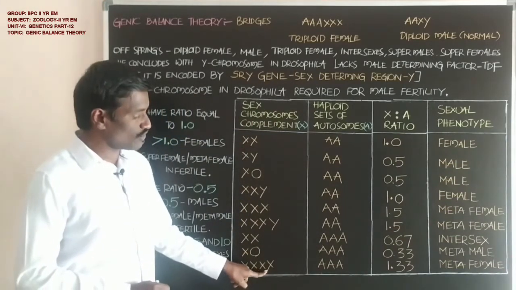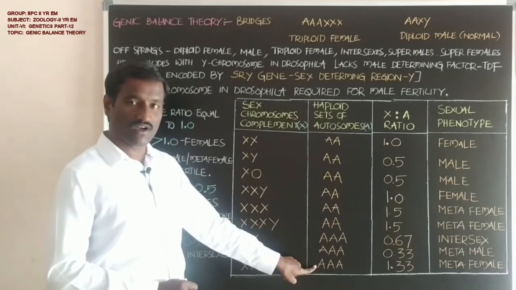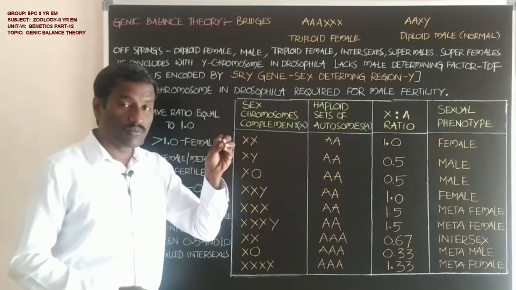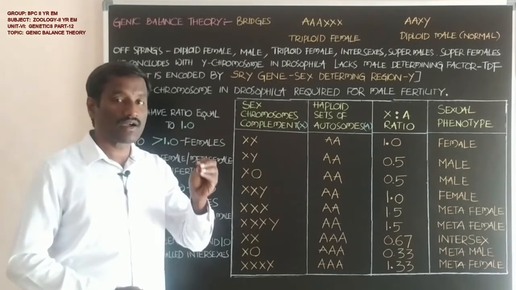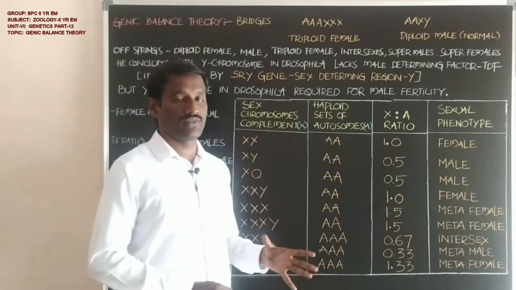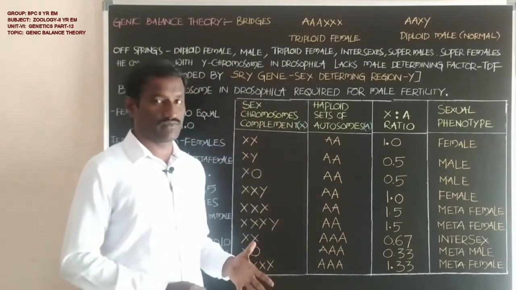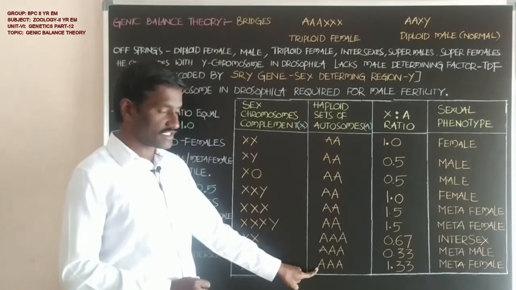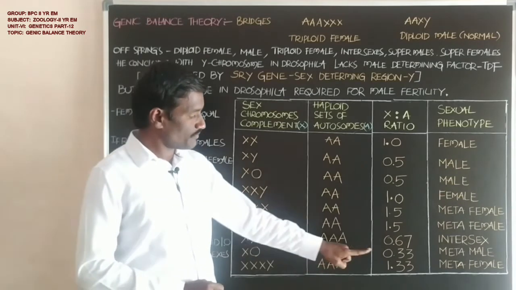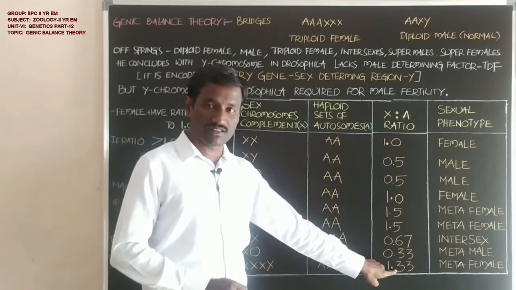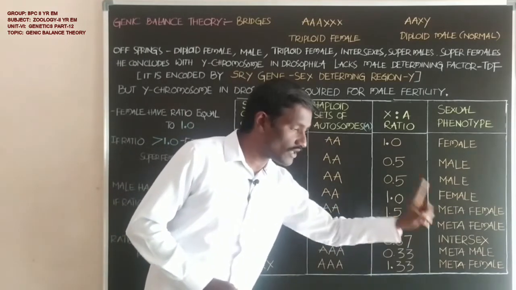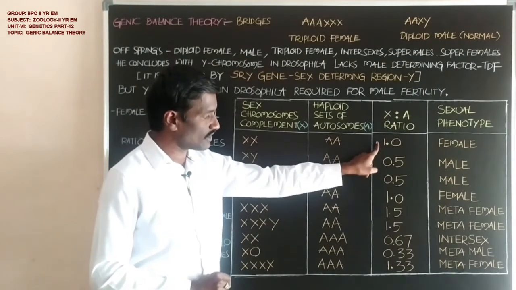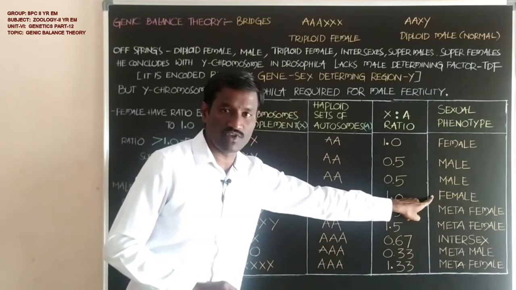Next, 4 X chromosomes and 3 autosomes received by the zygotes. This type of zygote is produced due to the occurrence of non-disjunction at the production of the gametes. Okay students, in this type the X by A ratio value is 1.33, that is, the offspring develops into the meta female. If the X by A ratio is equal to 1, the offspring develops into female.